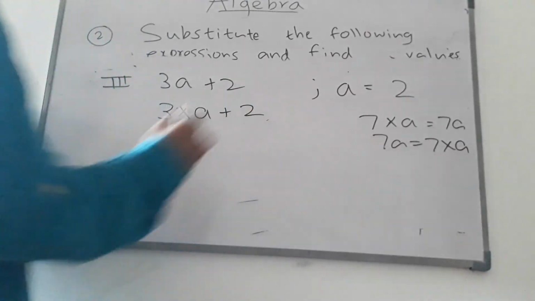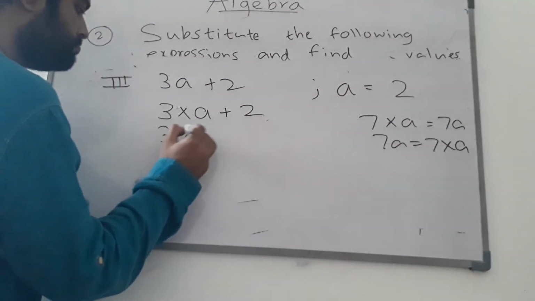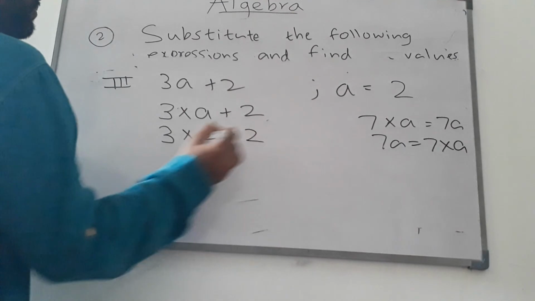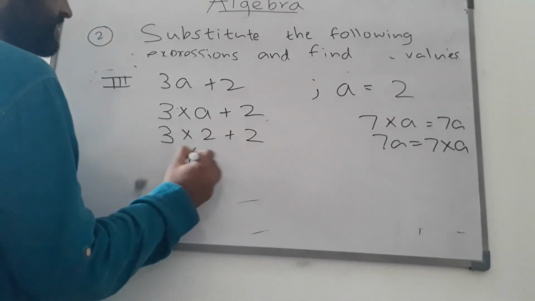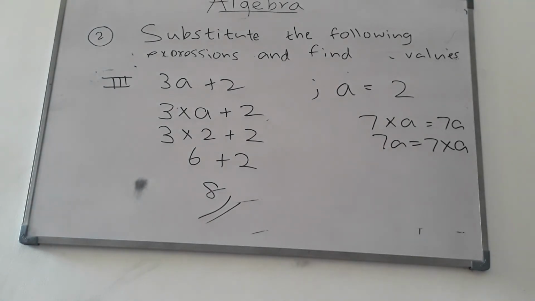Plus 2. 3 times a means 3 times 2. Instead of a we can write 2, because a itself is 2. Plus 2. 3 times 2 means 6. 6 plus 2 means 8. 8 is the final answer.